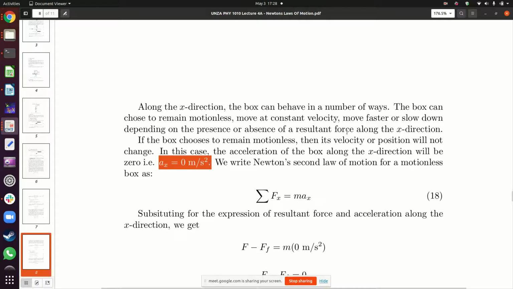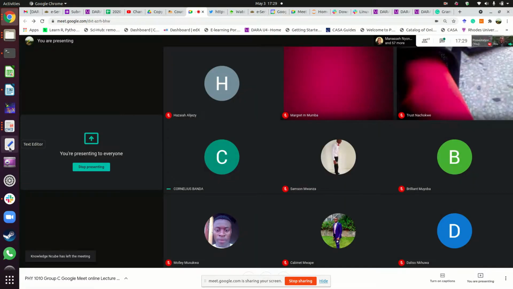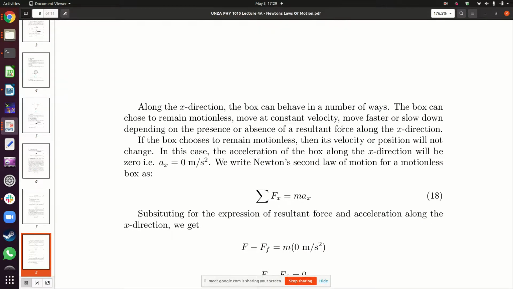The other case could be that the box could decide to change its velocity by moving faster or by slowing down. So if the box velocity changes, as in increases or reduces, that is what constitutes acceleration, because acceleration just refers to the change in velocity of an object which is in motion. So if the velocity changes, whether the change is an increase or a decrease, it is still acceleration. Okay, so we've got three cases here.